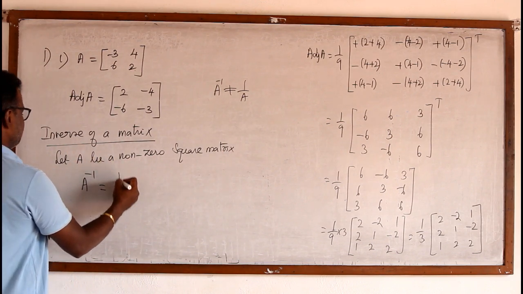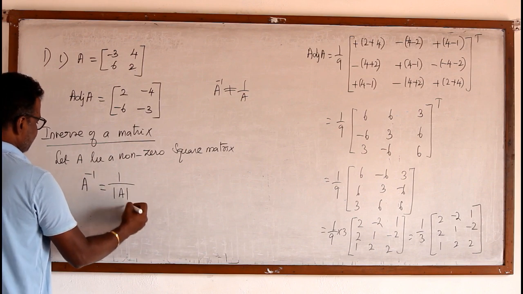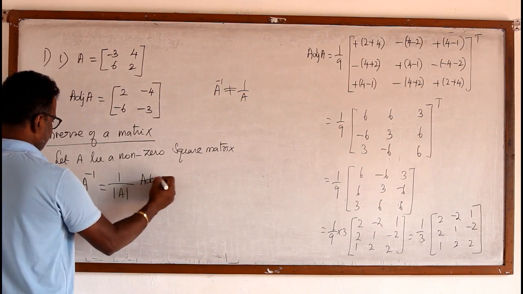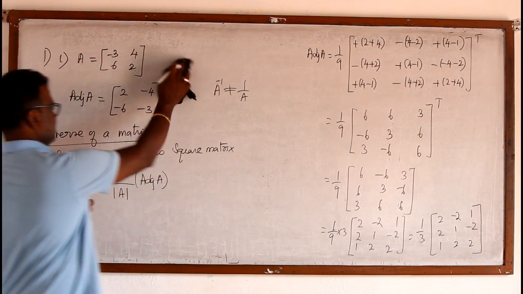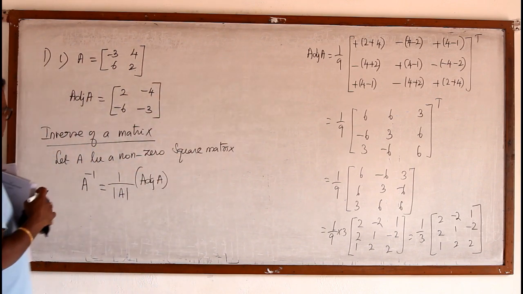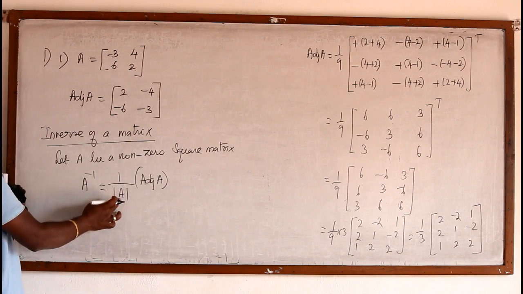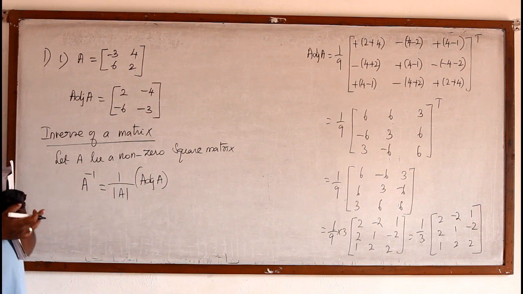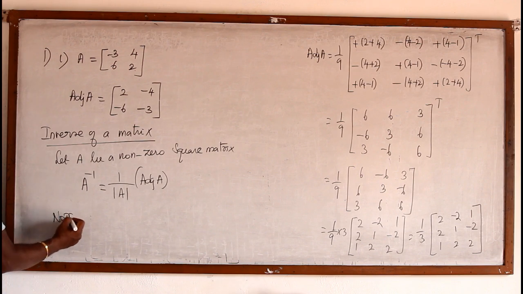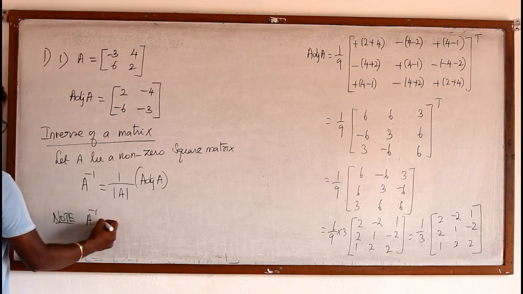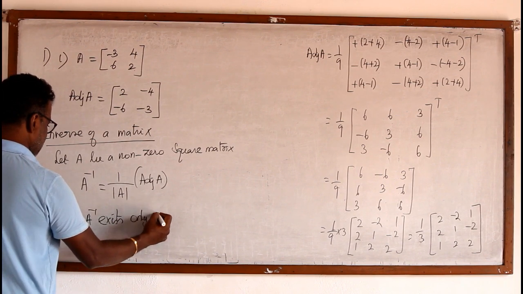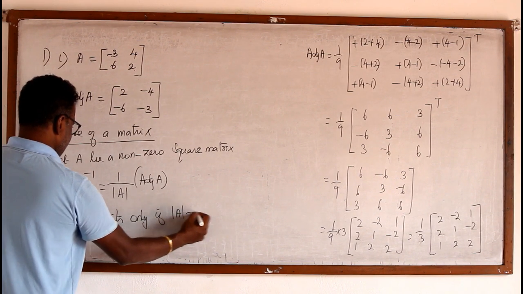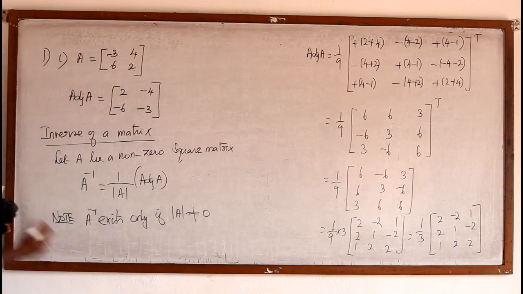A inverse is given by the formula 1 by determinant of A into adjoint of A. So, the inverse exists only if the determinant exists, that is, if the determinant becomes 0, the inverse does not exist. So, take that one as a note: A inverse exists only if determinant of A is not equal to 0.